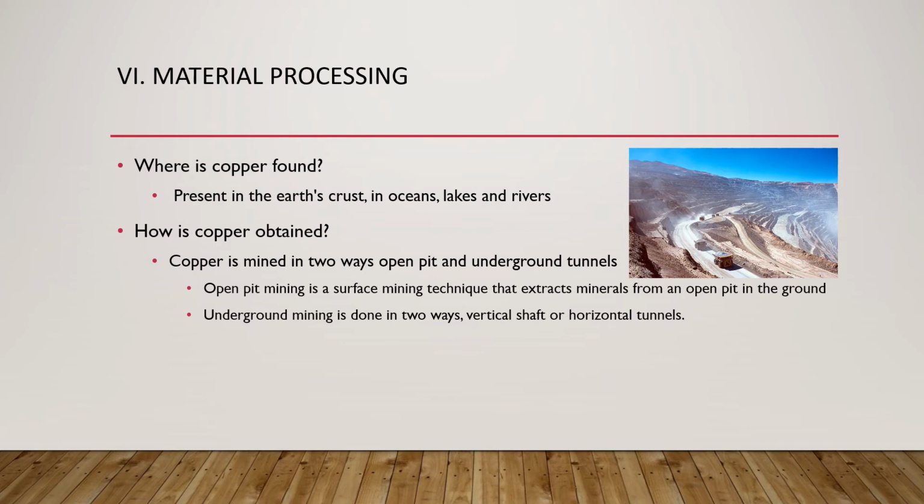Material processing. Where is copper found? Copper is present in the Earth's crust, in oceans, lakes, and rivers. Copper is obtained in two methods. One is open pit mining and underground tunnels. This is what open pit looks like. Open pit mining is a surface technique that extracts minerals from an open pit in the ground. Underground mining is done in two ways: vertical shafts and horizontal tunnels.